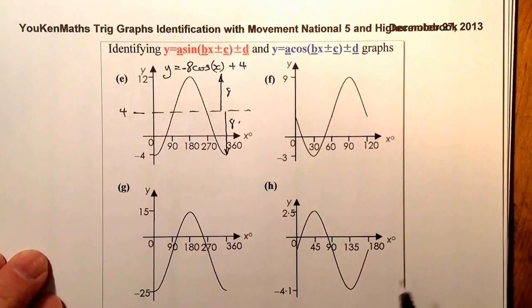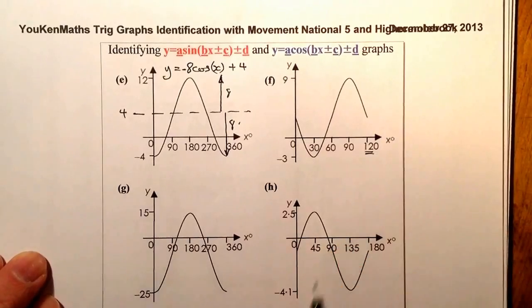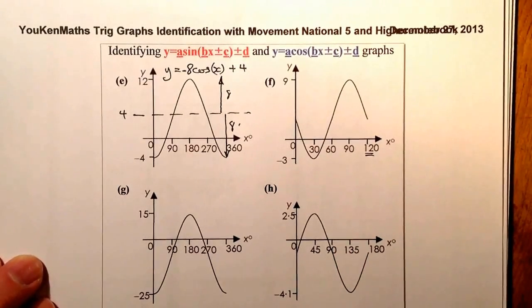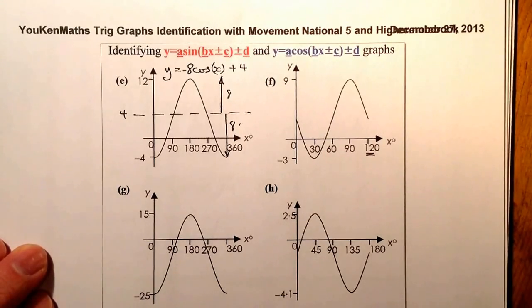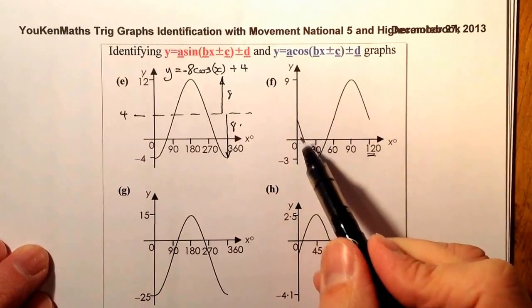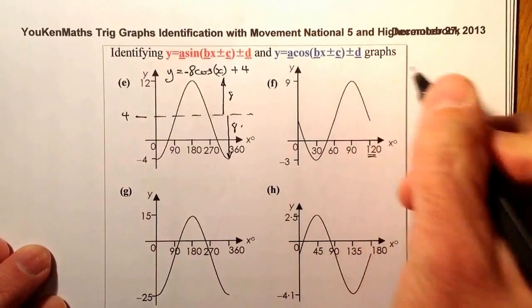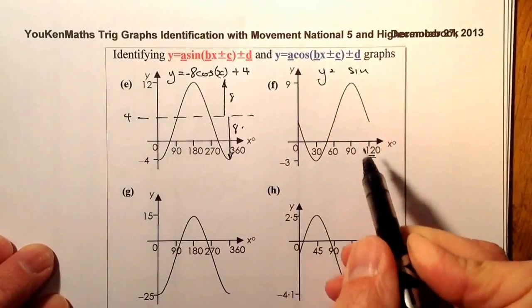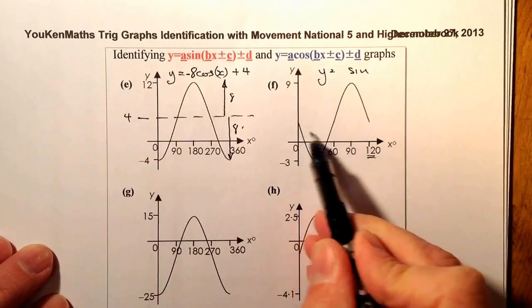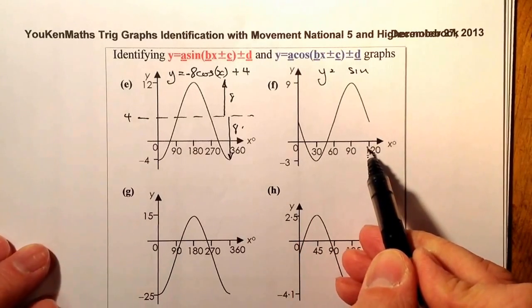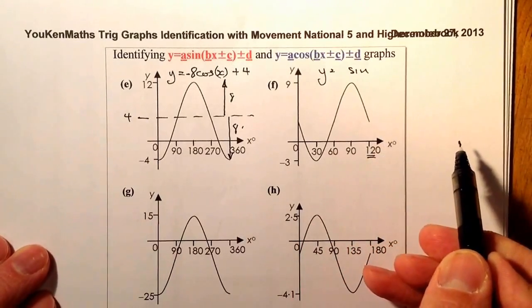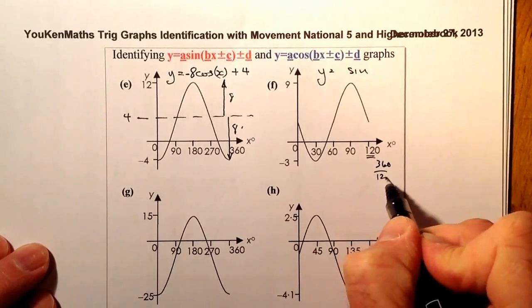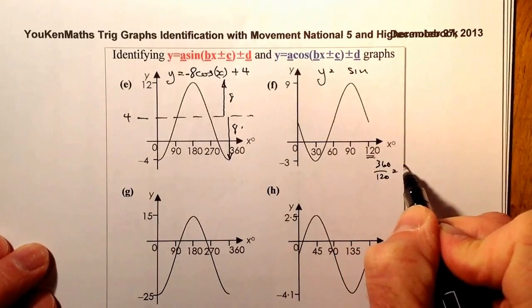Looking at this one here, right, so check that out. That's not gone all the way to 360 degrees, so that's going to tell me something different. That's going to give me a value for b. I can see it should be a sine graph, so I'm going to start off with y is equal to a sine, and I can see that the period of the graph is 120, so how many of them would be in 360? 360 divided by 120 is going to give me a value of 3.